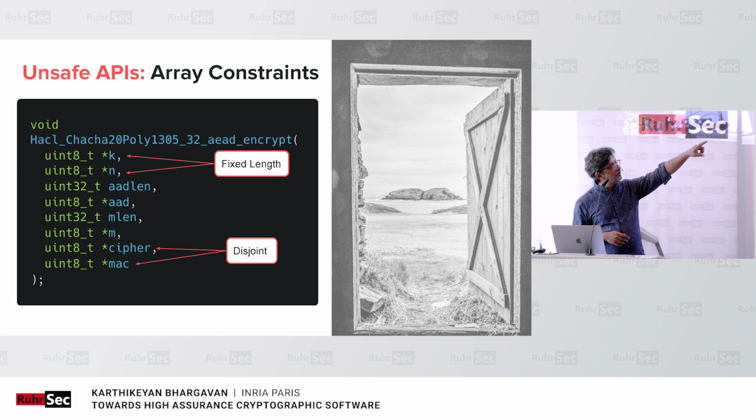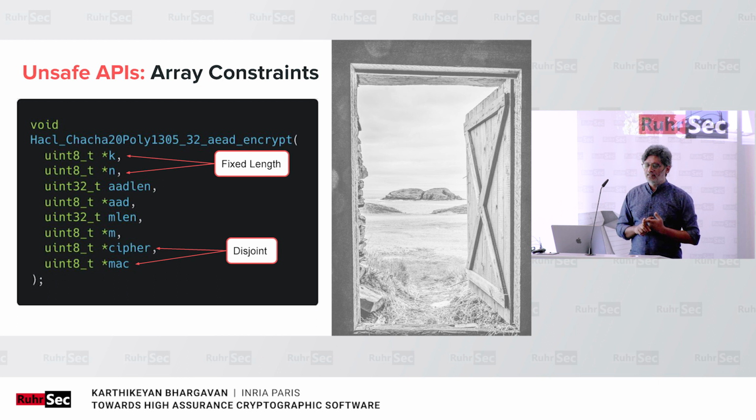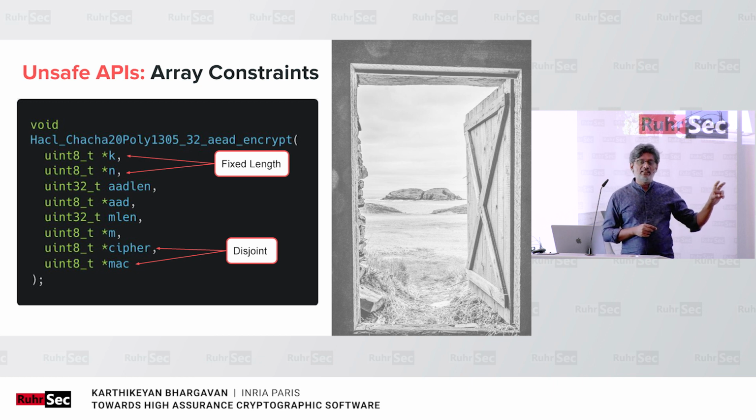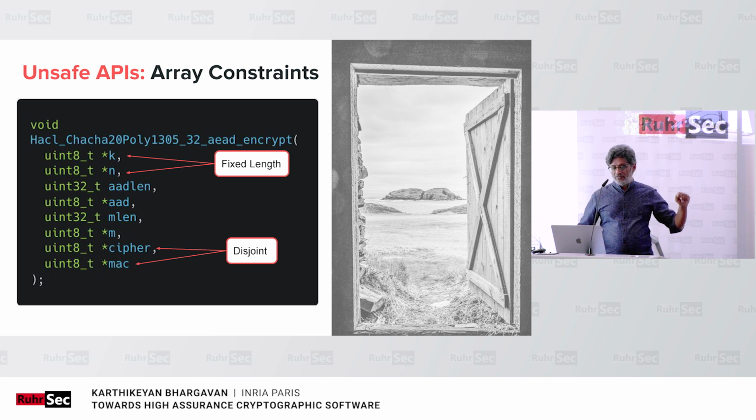So here there is a uint8 star for the key and nonce, but we know that the key has to have 32 bytes, and the nonce has to have, let's say, 12 bytes in this case. There could be other versions. The MAC has to have a certain length as well. And we know that the cipher and the MAC have to be disjoint, actually. Otherwise, the HACL star code won't work. If you use this API incorrectly, your code will actually seg fault in certain cases.